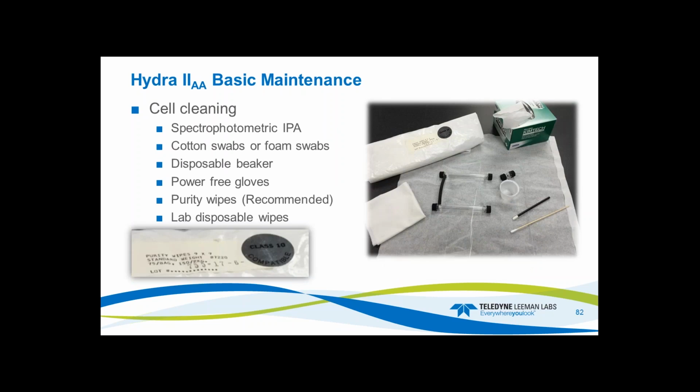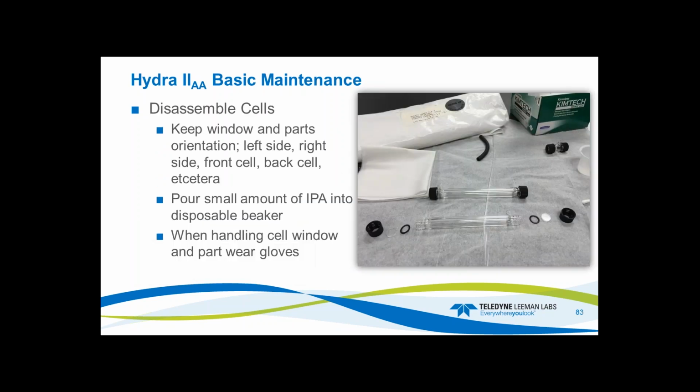Cell cleaning. So, some of the basic cell cleaning tips. You need spectrophotometric grade isopropyl alcohol, cotton swabs, a disposable beaker, powder-free gloves, purity wipes, and lab disposable wipes like Kimwipes, Kim Dries, and so forth. So disassemble the cells. Keep the parts orientation the same. So left side, right side, front cell, back cell, etc. If you mix up parts, you can change the baseline parameters and different things within the system. So just keep them all the same and clean them and reassemble them exactly how they came apart. And wear gloves when you do this.